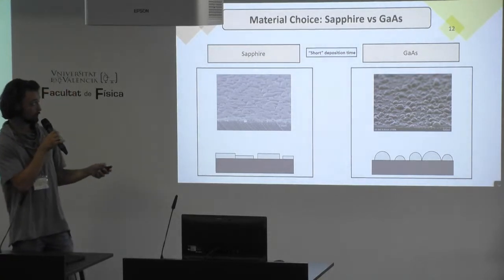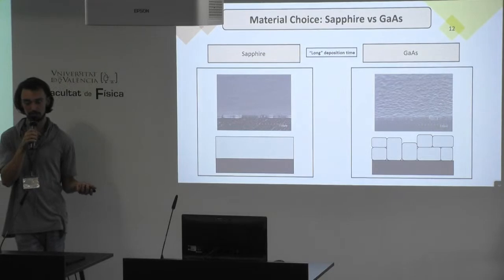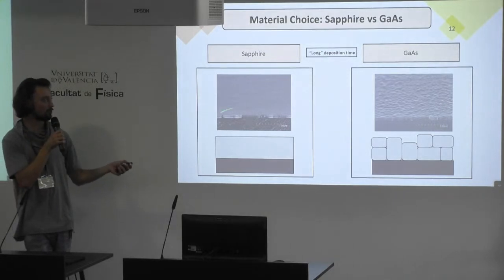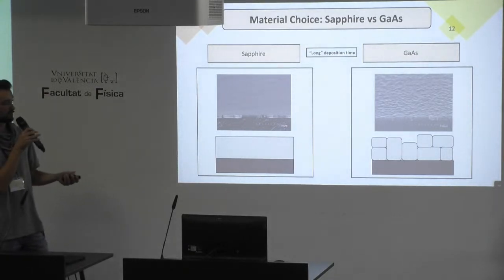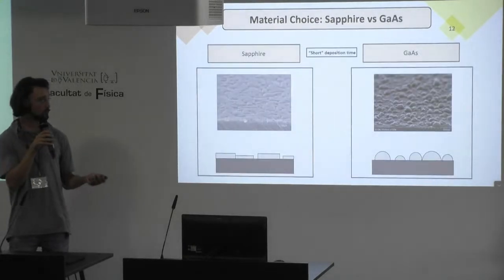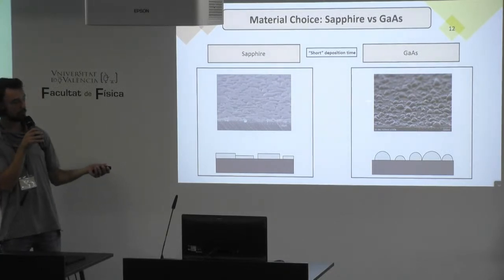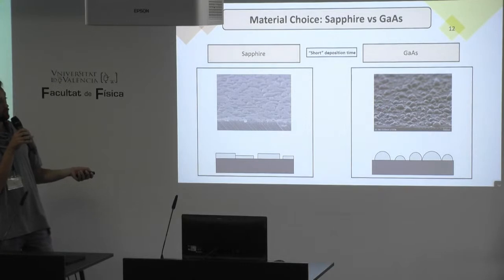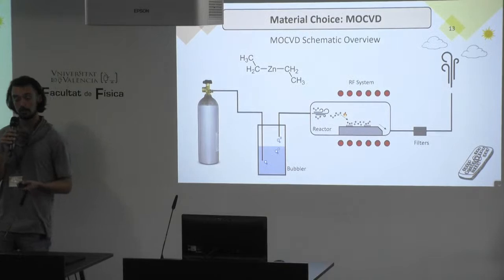Sapphire is very nice for growing cadmium oxide because of this, but it has no use in photodetection. So even though I would like to grow on sapphire, I have no option but to grow on gallium arsenide if we want it to be useful for photodetection. So now we know what we want to do. We're going to grow cadmium oxide and cadmium zinc oxide crystals on top of gallium arsenide substrates, and we need to find how we do this.